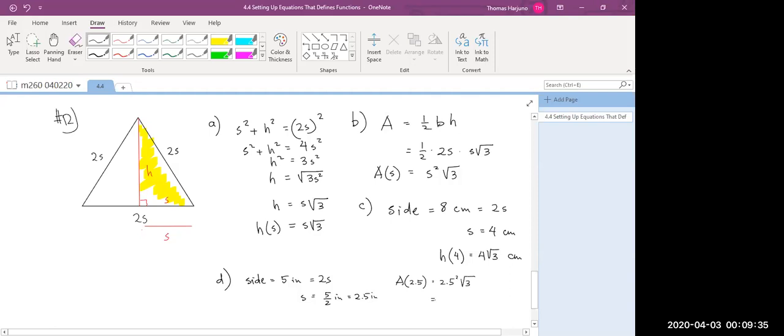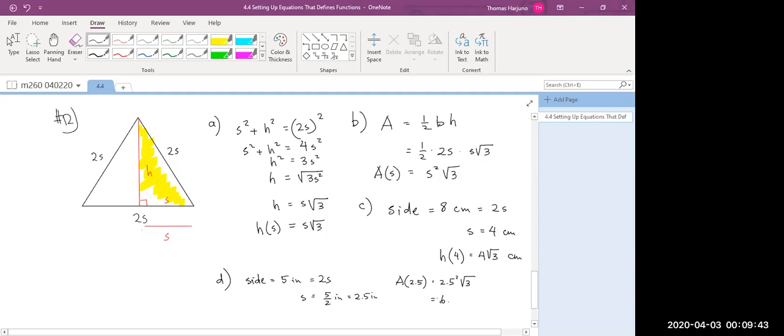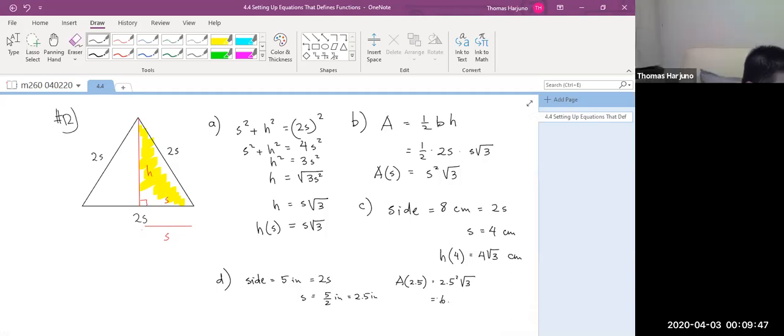I have a question. Why is it not 10? Because they say the side is 5. Yeah, and we have 2S. 2S is for the whole side, right?